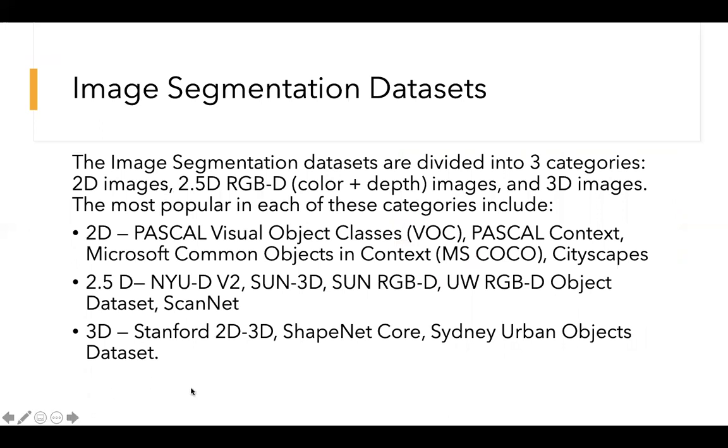Then talking about the image segmentation datasets, the most popular image segmentation datasets that have been used can be put into three categories, that is 2D images, 2.5D, and 3D images. In the 2D category, the most popular datasets are the Pascal Visual Object Classes, VOC, Pascal Context, Microsoft Common Objects, Cityscapes. Then 2.5D has NYUDv2, SUN 3D, etc., ScanNet, and in 3D they have Stanford 2D-3D, ShapeNet Core, and Sydney Urban Objects dataset.